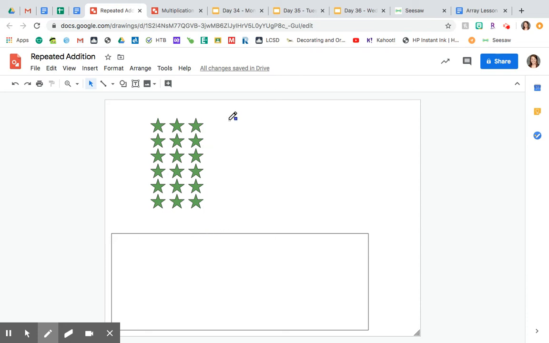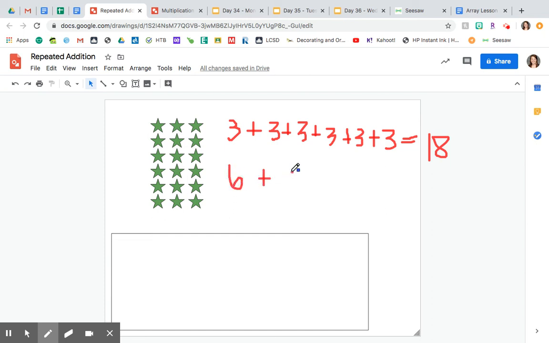So we would have 3 columns plus 3 columns plus 3 columns plus 3 columns plus 3 columns plus 3 columns to equal 18 stars. Or I could write the number of rows the number of columns times. So I would have 6 rows plus 6 rows plus 6 rows, which will equal 18 as well.